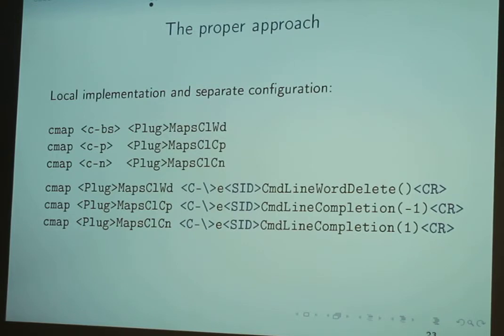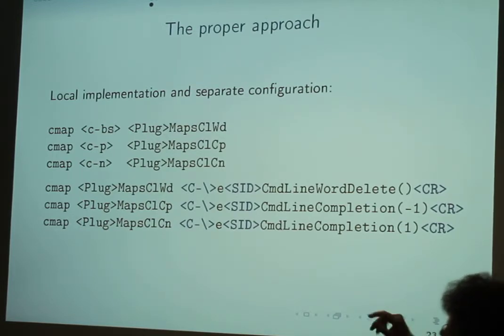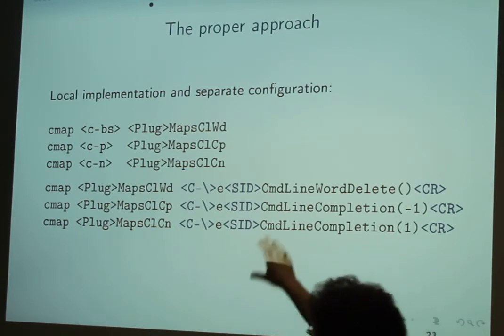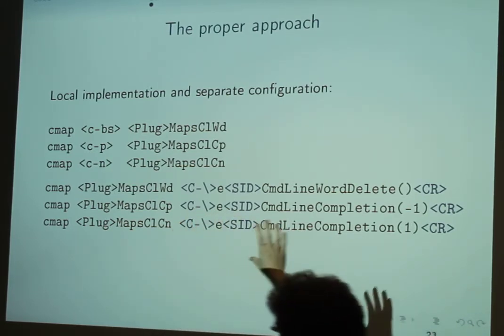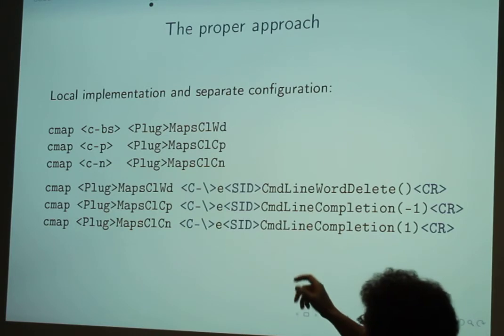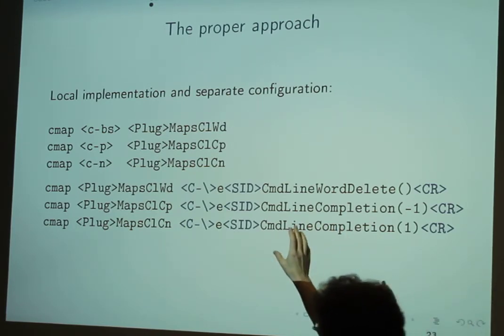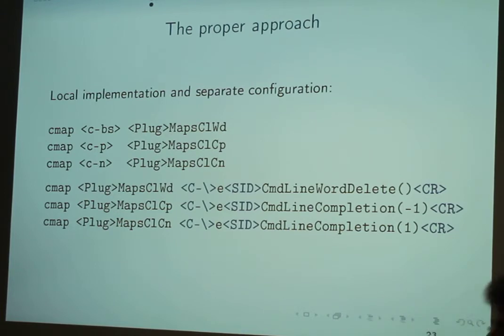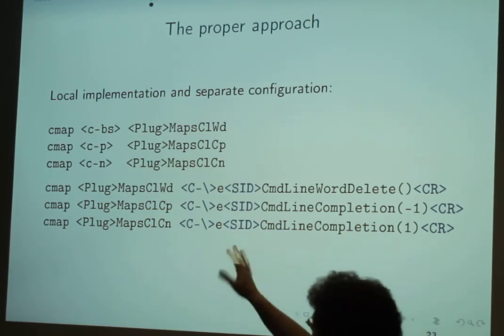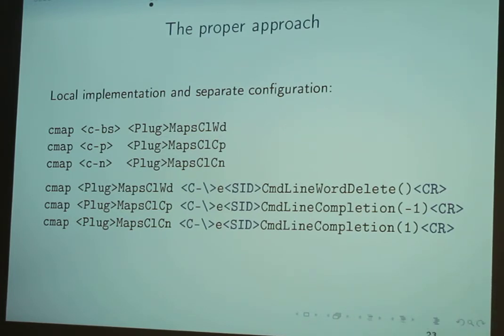And now what the user can do. He cannot use no remap anymore. Now he has to use the pure CMap, because now he actually remaps the map. Now he can put this into the vimrc, so that can now be in a different script file. And so now it's truly configurable. And even if you give those maps names that are more verbose than this, it's also sort of self-documenting. So ideally it would say something like maps command line word delete, and then you immediately see that control backspace is mapped to command line word delete.